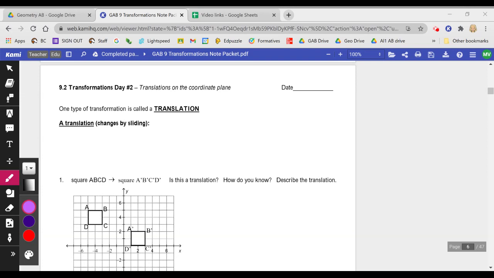One is by mapping. So our mapping notation is that we say x comma y goes to, and we would say x plus a, y plus b. And that's not only called mapping, but that's also function notation.